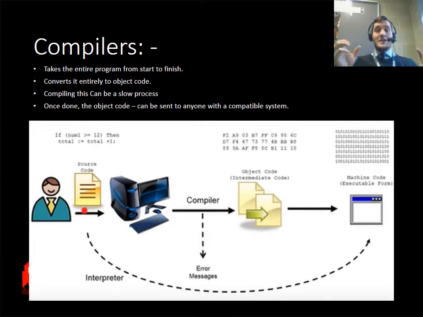Whereas with the compiler, as you can see in this diagram here, it takes the whole program from the start to the finish, converts it into the object code, okay, and the errors happen before it compiles. So if you're using Python, you may have noticed before that your error message comes up when you are compiling it, okay? Once it's done, this creates the object code, and what it means is anybody with the compatible system can continue to run it.